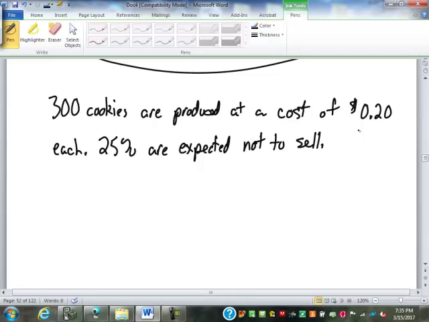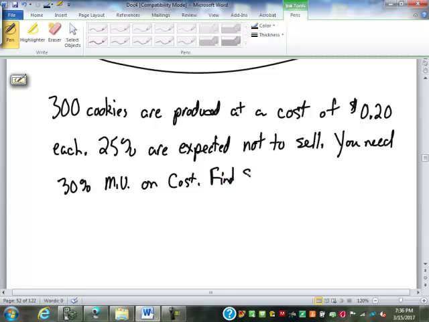Now, by not selling, I'm saying that not will they necessarily spoil, but of course with cookies, the big danger is breakage. Yes, they get broke or chipped or whatever. Or oddly shaped when they're baked, or for some reason they don't make the cut. You need a 30% markup on cost. Find the selling price.